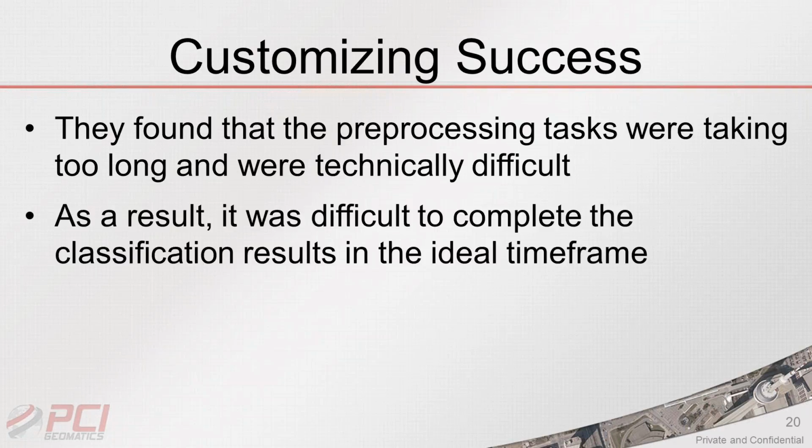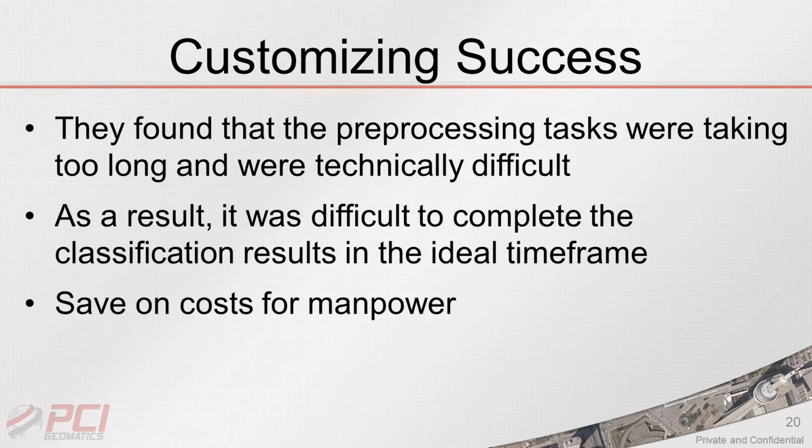As a result, it was very difficult to complete the classification results in the ideal time frame. So they needed to automate that initial task so they could focus purely on the classification results, get everything they need, and immediately jump to it. And also to save on costs.